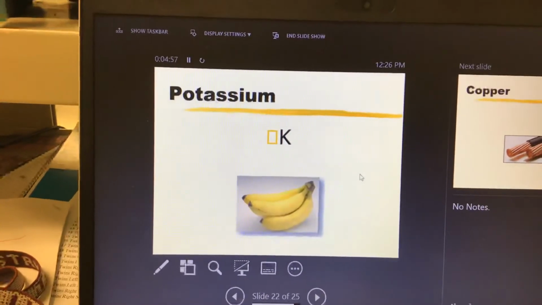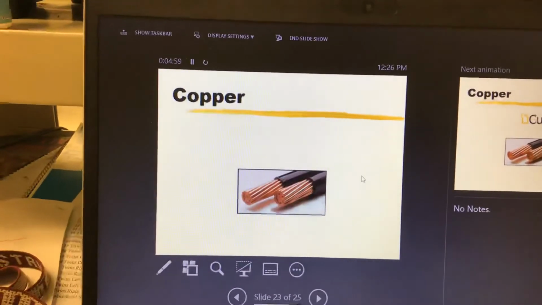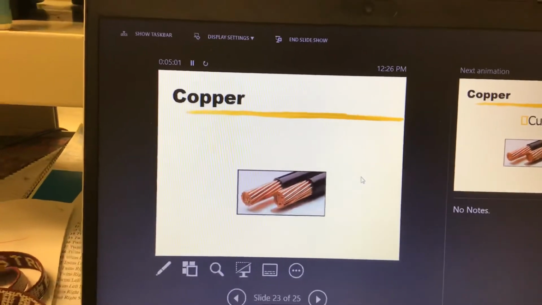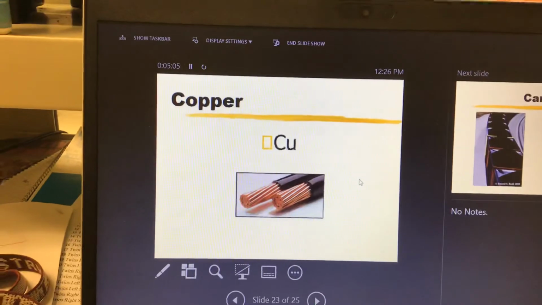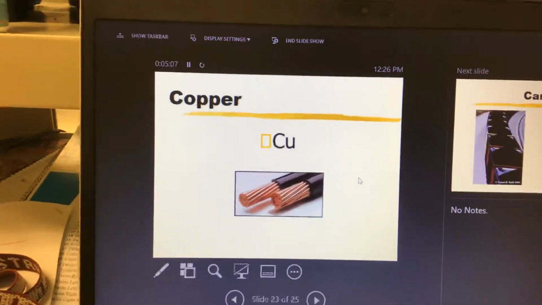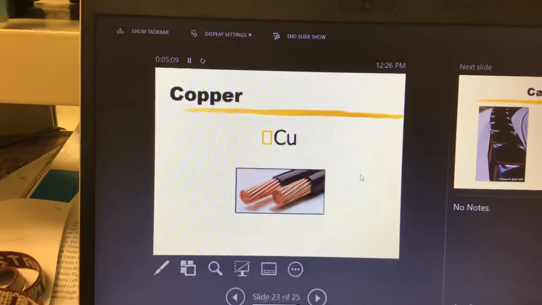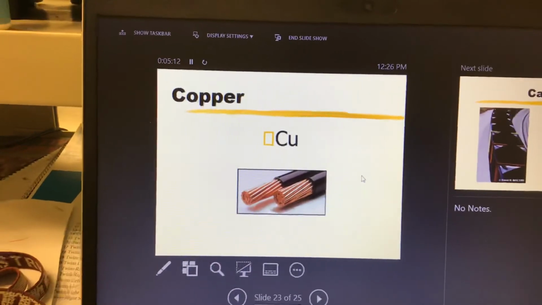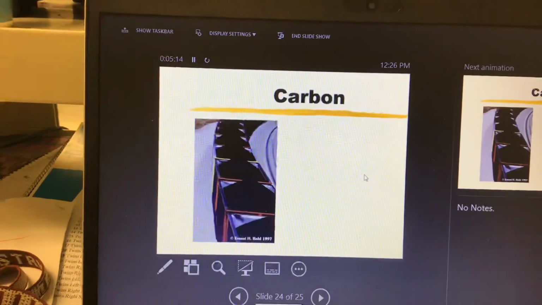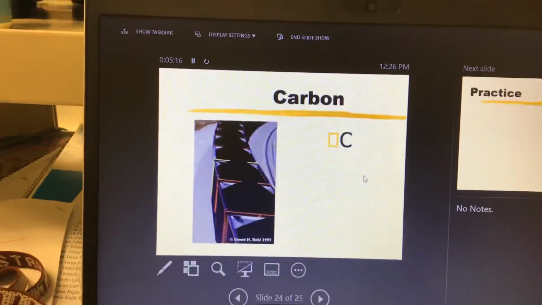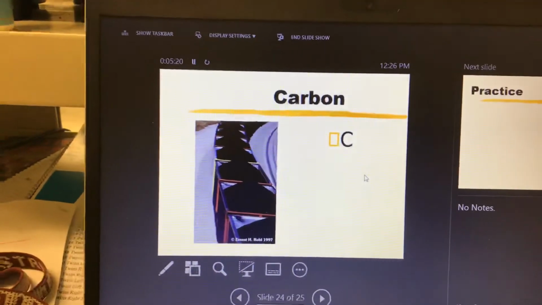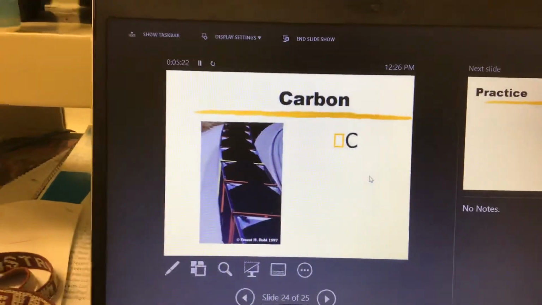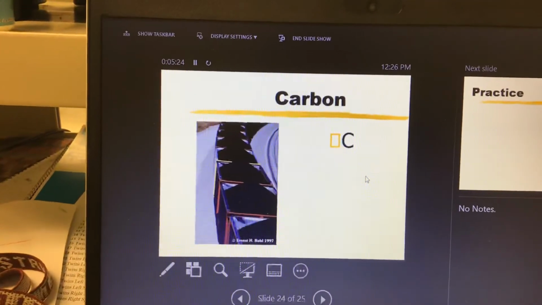Potassium is K. Potassium, your muscles need potassium to contract. Copper is Cu. Copper is a great conductor of electricity, so we often use copper to wire our homes. Carbon is C. Out of most living things there, that is coal, which is dead plant material made of carbon.